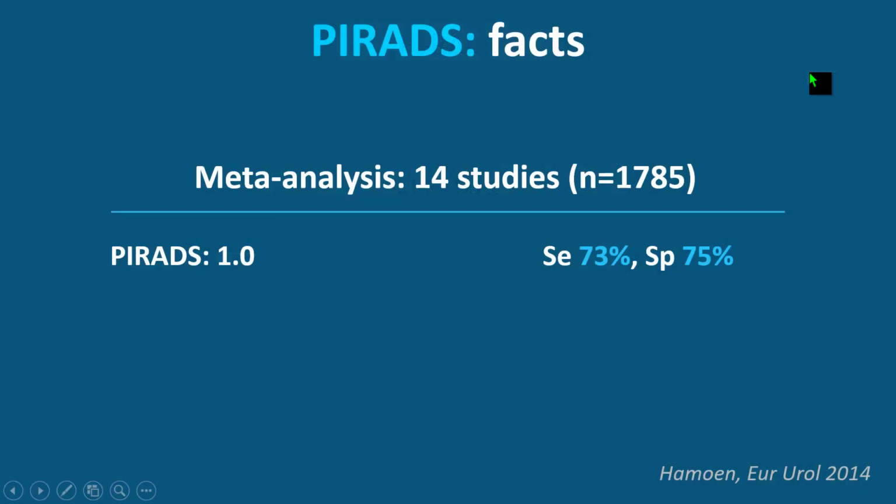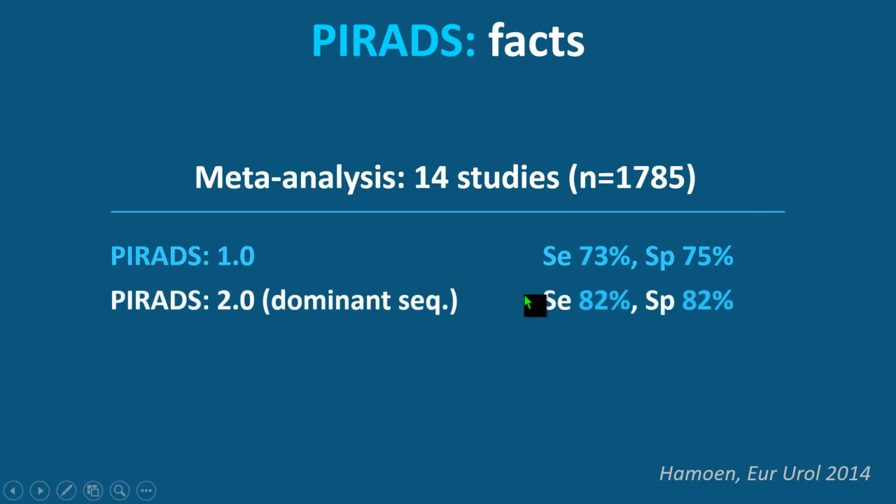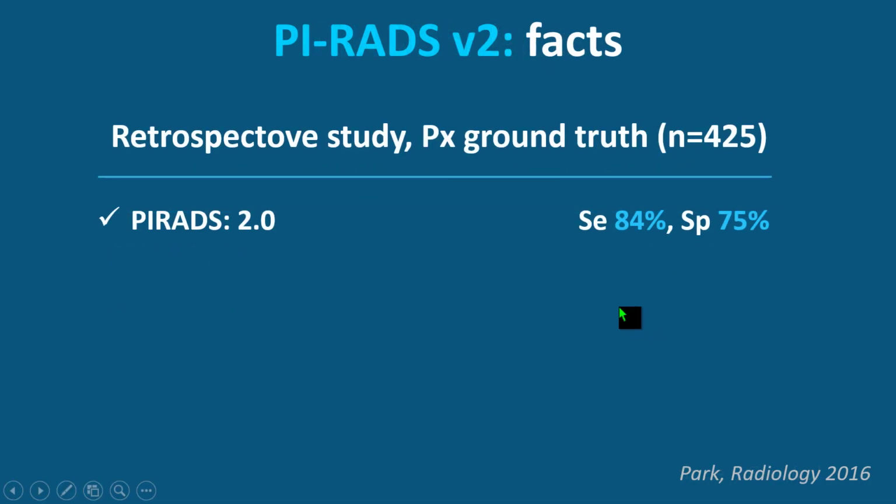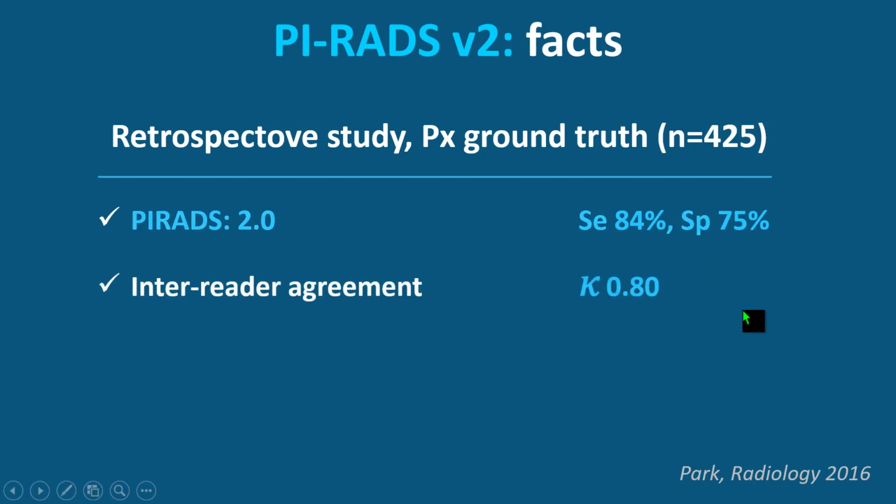Now, what do we know about the value of PI-RADS? Of course, your own Likert score may be slightly better than the PI-RADS because it's something new you have to learn. This is a nice meta-analysis. PI-RADS version 1, reasonably good sensitivity and specificity. You can see that PI-RADS version 2 increases to 82. This has been confirmed by Park and radiology. Sensitivity and specificity quite good. Inter-reader agreement in his group was 0.80.